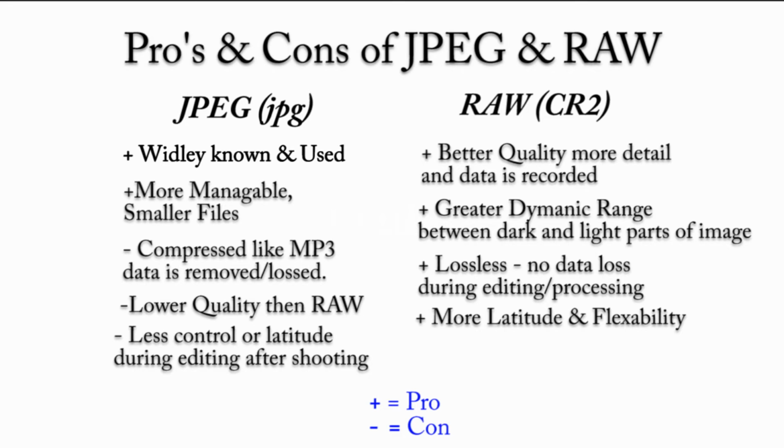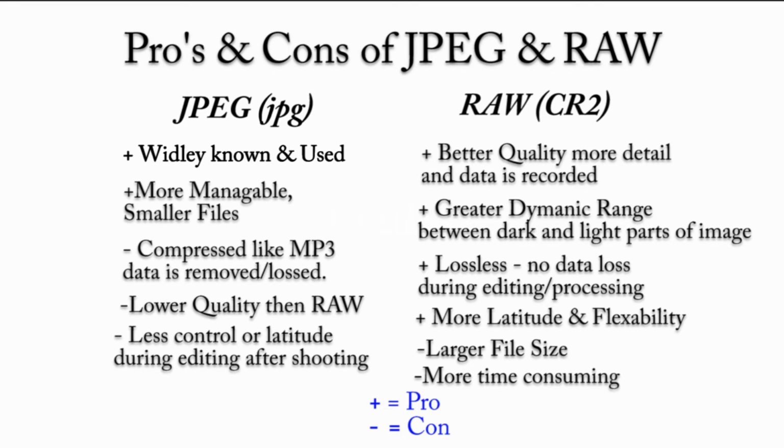And a couple of the cons in terms of dealing with RAW files: you get a much larger file size. You're looking at between 15 and 21 megabytes per file, so it takes more room on your SD cards and more room on your computer. It takes more time to deal with RAW.